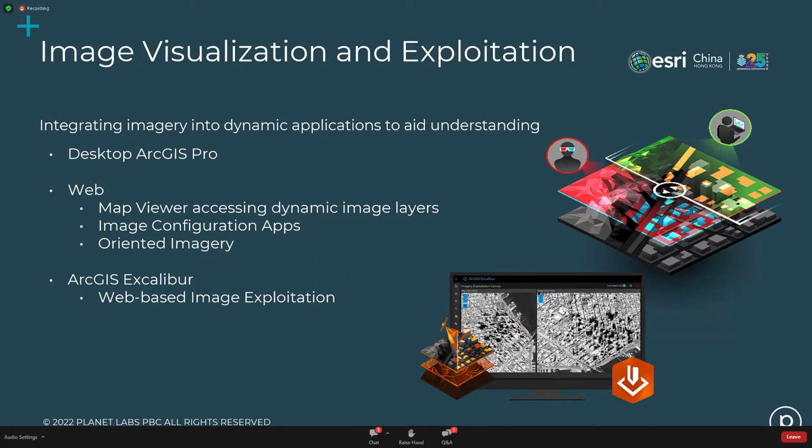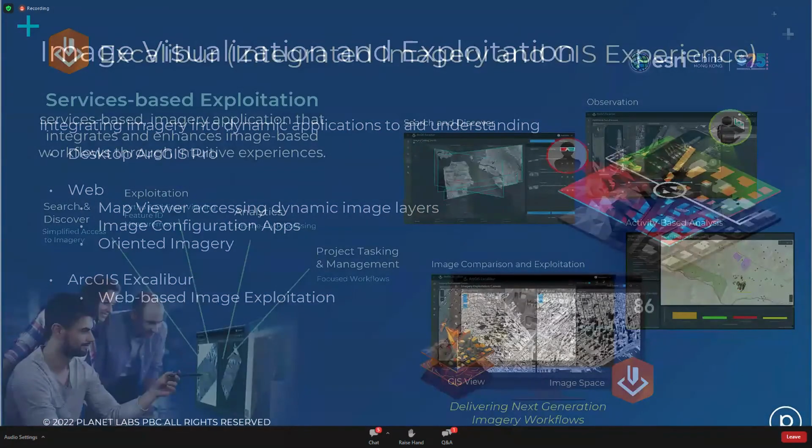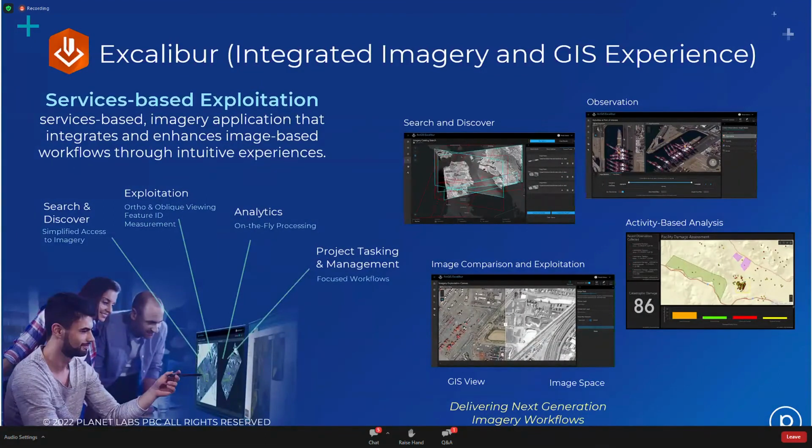ArcGIS provides tools for building configurable web applications for working with imagery, with no programming required. These include the imagery widget designed for Web AppBuilder for ArcGIS, as well as configurable apps designed to support common imagery workflows. Developers can also use the ArcGIS API to fully customize such applications or build customized applications from scratch. For image exploitation, compilation, and observation management, ArcGIS Excalibur, a web-based integrated imagery and GIS experience, allows users to search the web for imagery, bring it up, and then exploit the imagery.